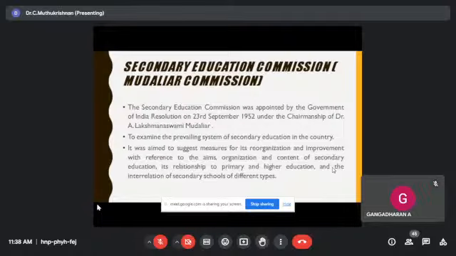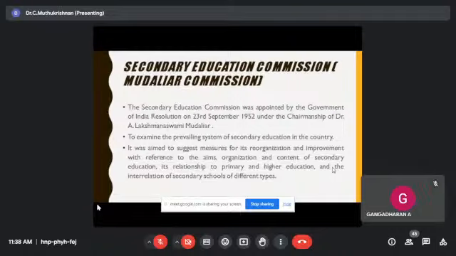The Secondary Education Commission was appointed by the Government of India, resolution on 23rd September 1952, under the chairmanship of Dr. A. Lakshmana Swami Mudaliar. We must know who Dr. A. Lakshmana Swami Mudaliar was: he was the chairman of the Secondary Education Commission. It was appointed by the Government of India on 23rd September 1952. And why was it established? To examine the prevailing system of secondary education in the country. So we have to reform our education system, especially our secondary education, properly.